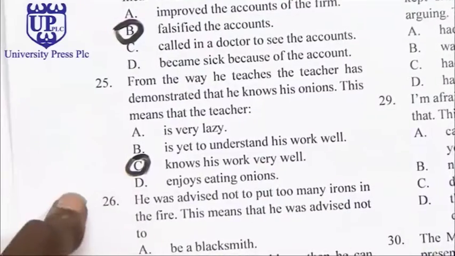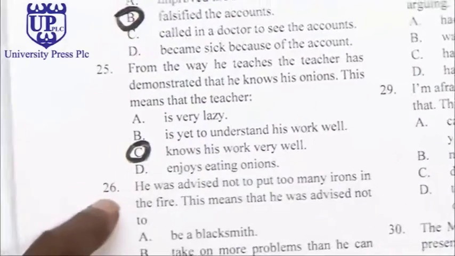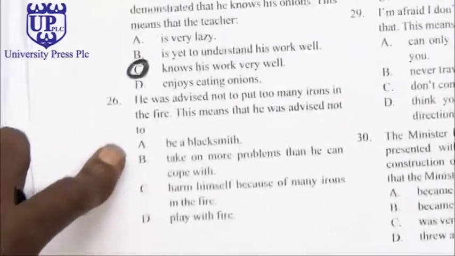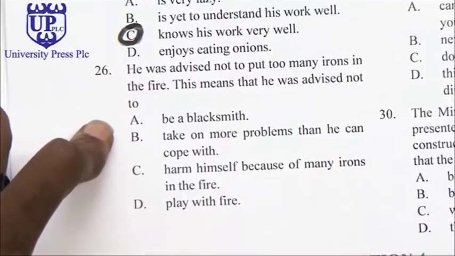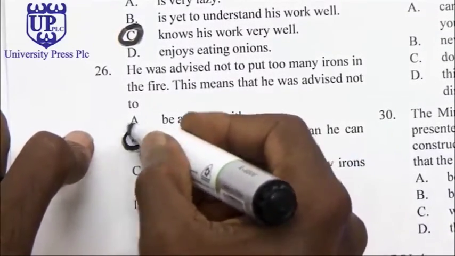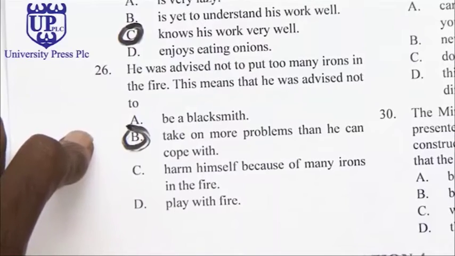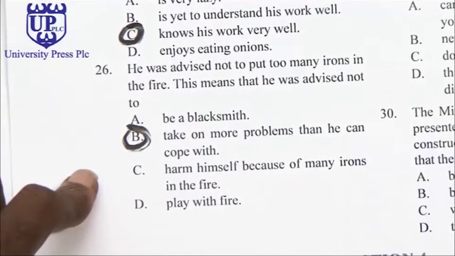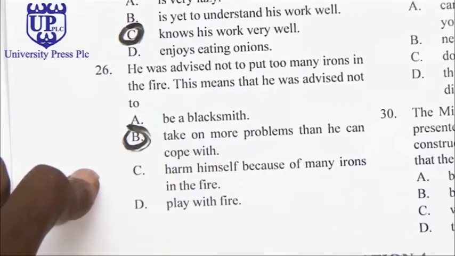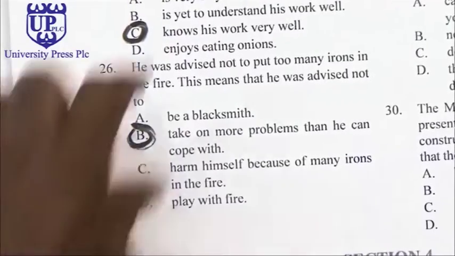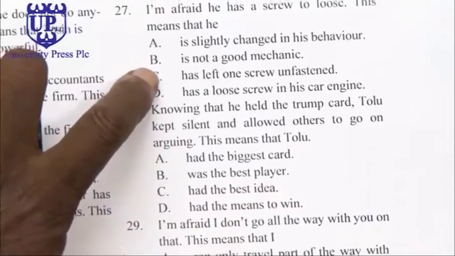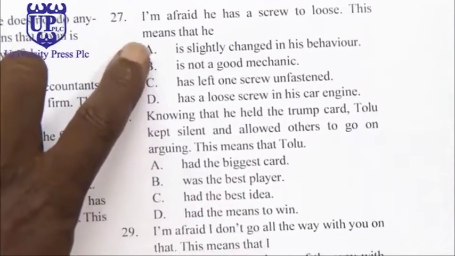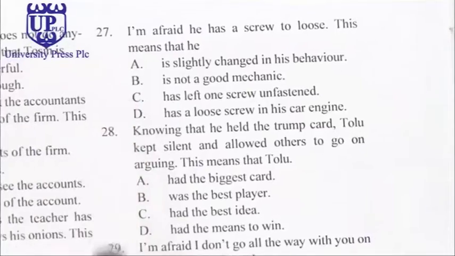Knows his onions. So the advice not to put too many irons in the fire. Well, we have come across that before. This means that he was advised not to do what? To take on more problems than he can cope with. Don't put many irons in the fire. 27, I'm afraid he has a screw loose. This means that he what? He's slightly changed in his behavior.